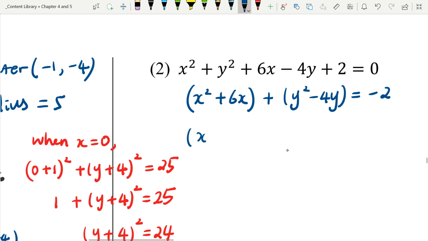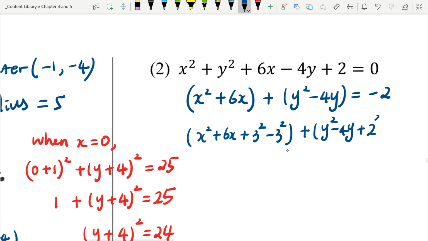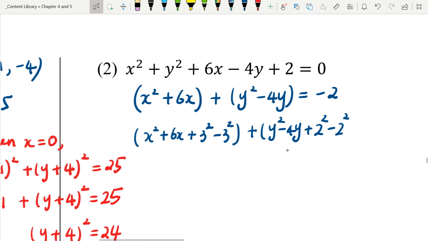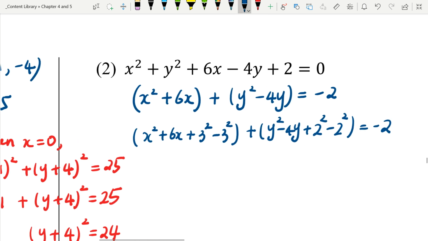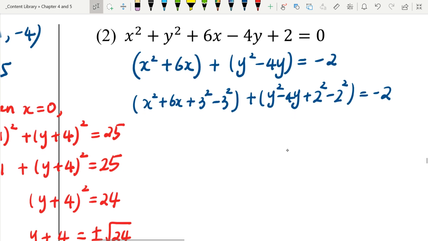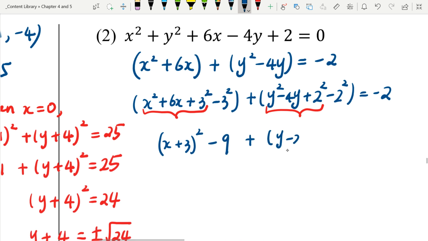To complete the square, we have x squared plus 6x plus half of 6 squared and minus half of 6 squared. Same on the other side, y squared minus 4y plus half of b squared minus half of b squared, and that equals negative 2. So what we can complete is those three and those three. So we have x plus 3 squared minus 9 plus y minus 2 squared minus 4 equals negative 2.